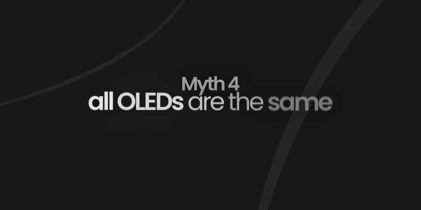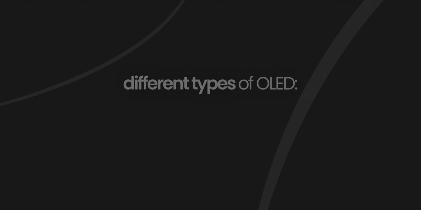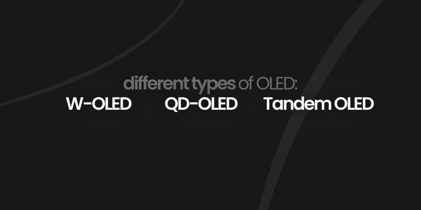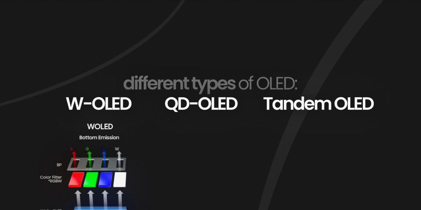Myth 4. All OLED screens are the same. No, they are not. There are different types of OLED screens: W-OLED, QD-OLED, and tandem OLED. Each of these panels has advantages and disadvantages compared to one another. W-OLED panels have an extra white subpixel layer. Thanks to this, white brightness and general brightness performance are better.